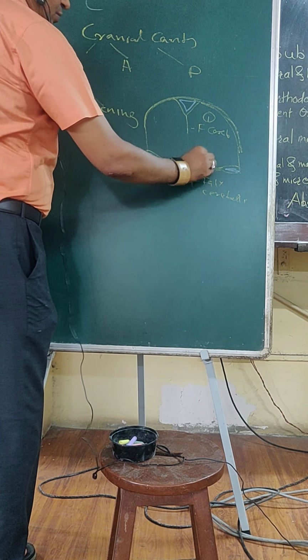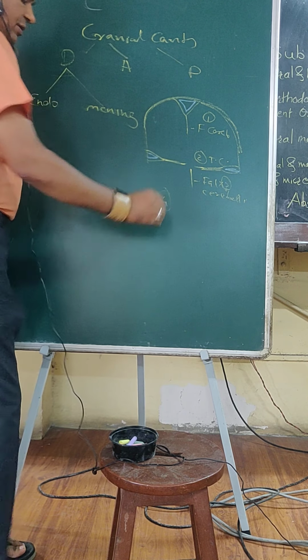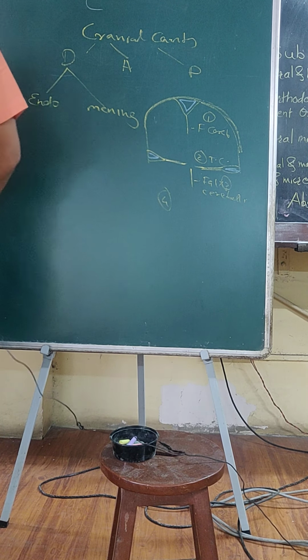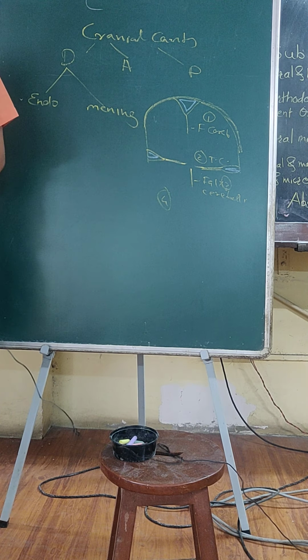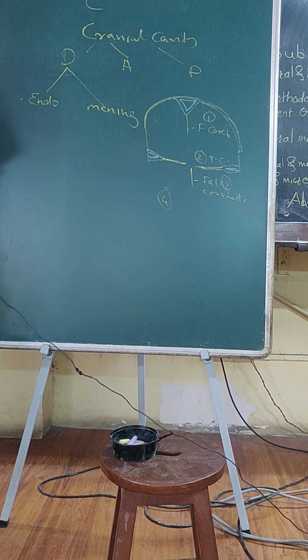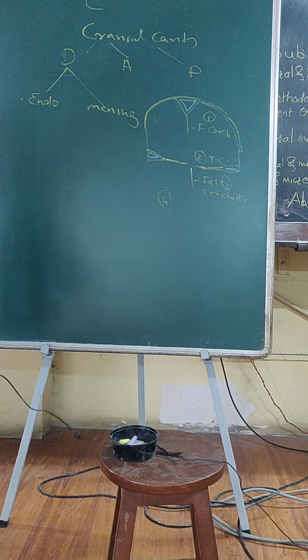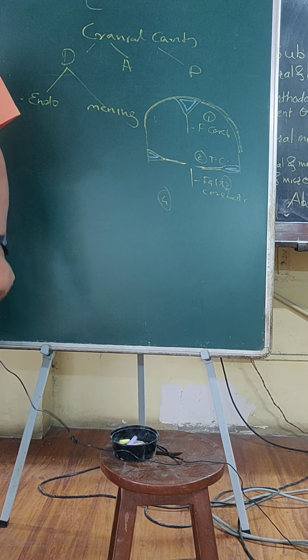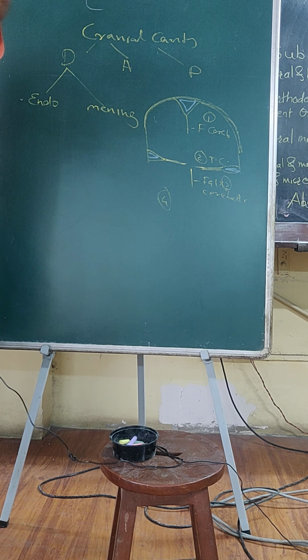So one is falx cerebri, 2 is tentorium cerebelli, 3 is falx cerebelli, and 4 is diaphragma sellae, which covers the sella turcica. There is one more diaphragm. We discussed the oral diaphragm, and now we found one more diaphragm. What is that? Diaphragma sellae, which covers the sella turcica. You know where the pituitary gland is. So the pituitary gland pierces the diaphragma sellae and goes inside. Okay?